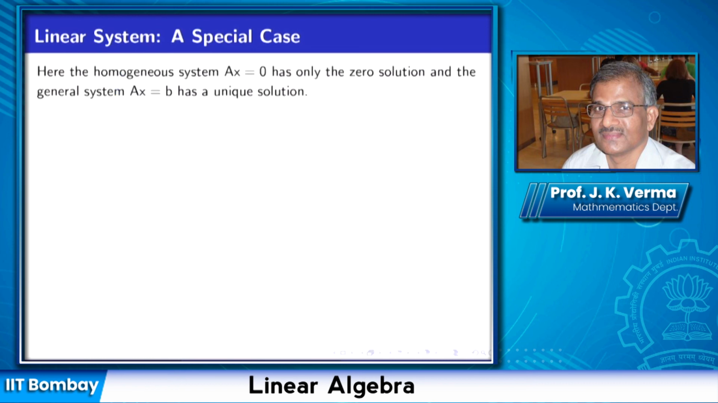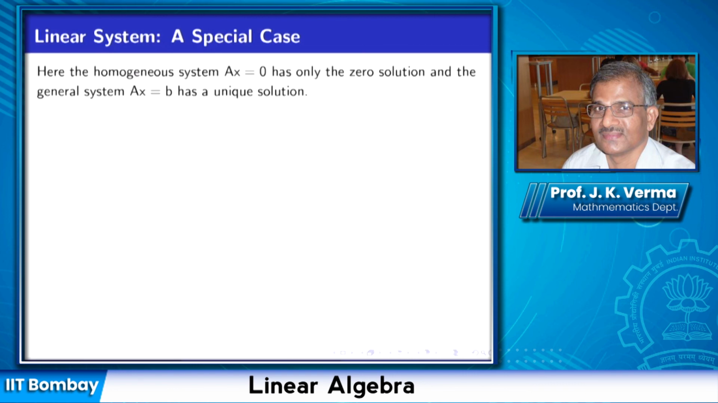Now, if you have a homogeneous system Ax equal to 0 that has only the 0 solution, it is a consistent system, and so the set S in this case consists of a singleton, namely the 0 vector. And so if Ax equal to B has a solution, then it has a unique solution, because all solutions of Ax equal to B are obtained by simply translating one solution by each and every solution of Ax equal to 0. But if Ax equal to 0 has only the 0 solution, then Ax equal to B will have a unique solution.